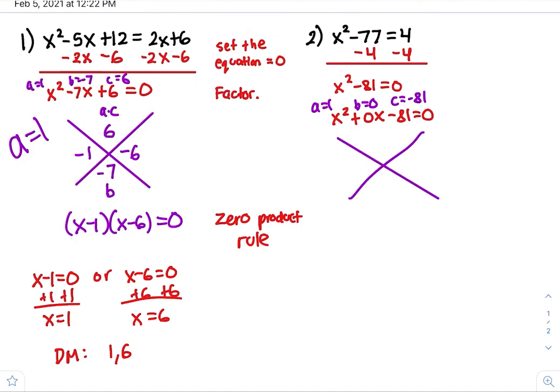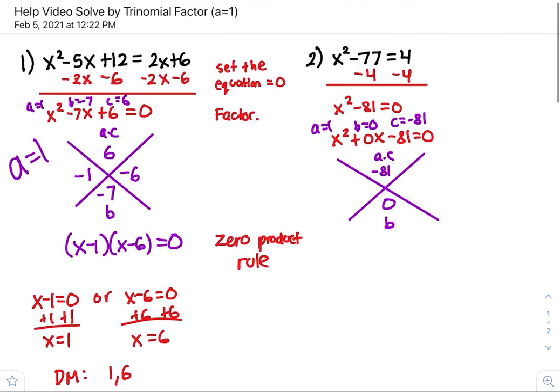So when you do your x method, a times c up top, b on the bottom: negative 81, and 0. So two things that multiply to negative 81, but when you add them together, give you 0. That is 9 and negative 9. And since a is equal to 1, that means these are going to be part of your factors. x plus 9 times x minus 9 is equal to 0.